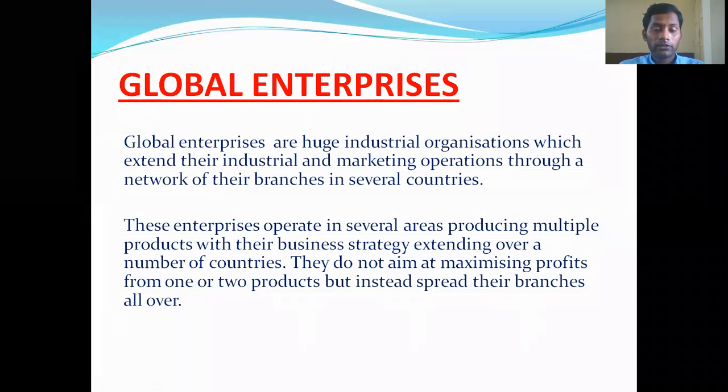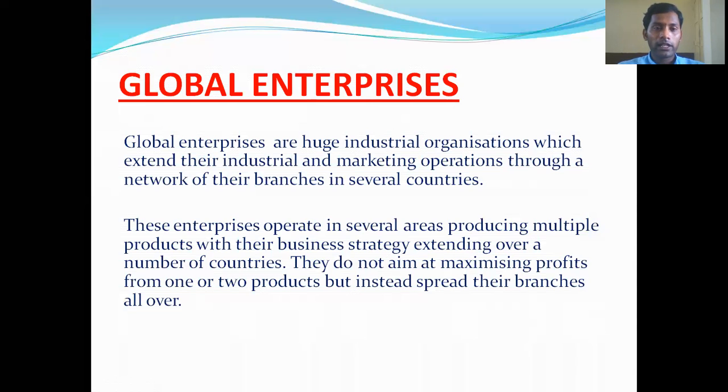So we are in the third chapter. What is the concept for today? That is global enterprises. We have studied departmental undertakings, statutory corporations, government companies, and then the five types of business organizations under the private sector in the second chapter. Now, what are global enterprises?